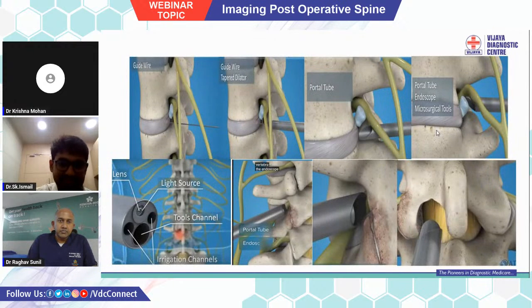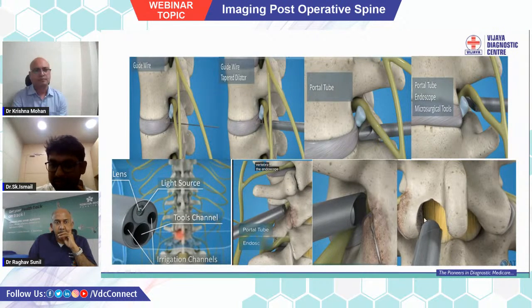And this is a brief diagram of how the approach of an endoscopic or a microscopic surgery is done. Initially a guide wire is passed, then a dilator is passed. After the dilator, a portal tube, and through the portal tube, the endoscopic or microsurgical tools, which can be a light source, irrigation channel, lens, etc. And once this is passed, the tube has a beveled edge. This beveled edge helps in displacing the nerve roots, and then a foraminotomy can be done.